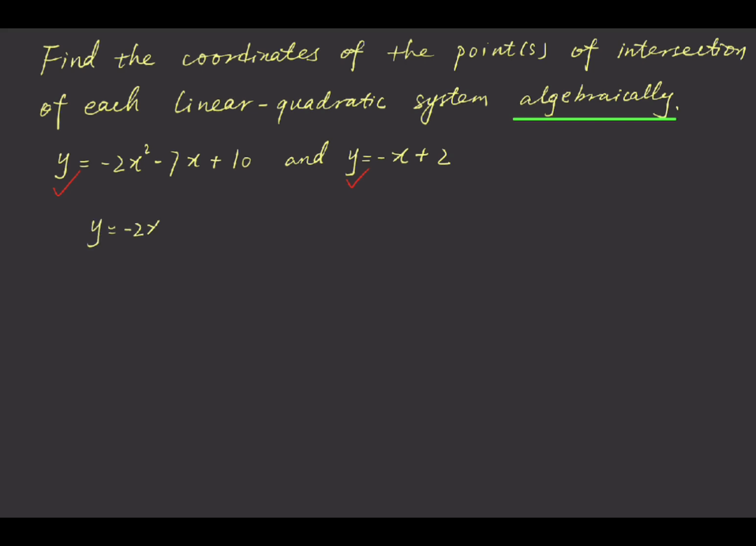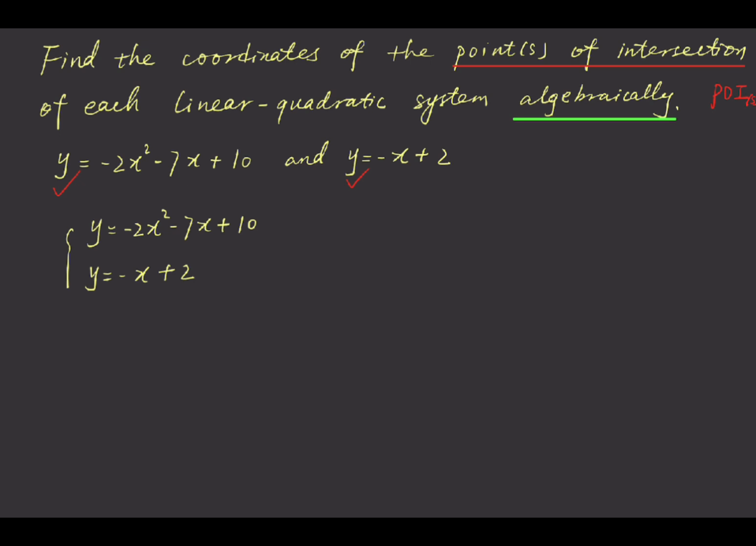y equals negative 2x squared minus 7x plus 10. y equals negative x plus 2. We construct this system of equations. From an algebraic perspective, if we want to find the POI, POI meaning the common point or common points between the straight line and the parabola.